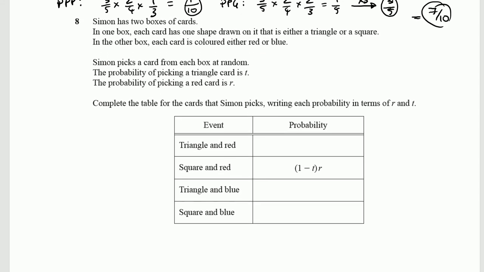Simon has 2 boxes of cards. In one box, each card has one shape drawn in it that's either a triangle or a square, and in the other box, each card is coloured red or blue. Now this question is going to get some algebra involved, and I think I'm going to approach it and the rest of the questions in the final video.